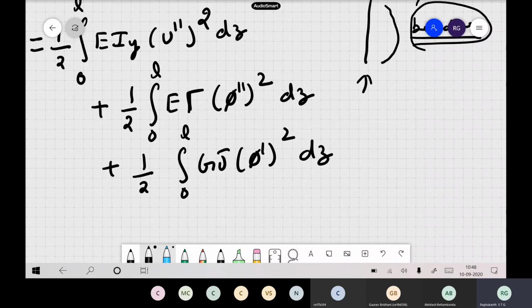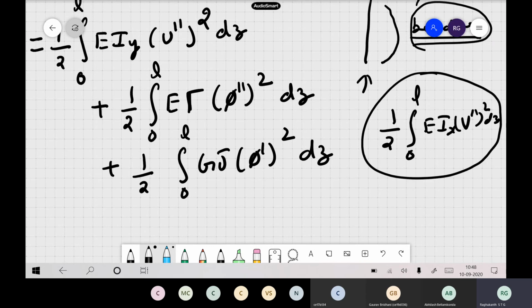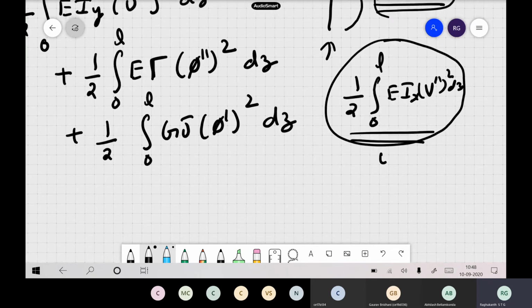So we have neglected this half integral 0 to L E I_X v double dash square. This we have neglected, that is a bending, because it is not related to the flexural torsional buckling. So this is the strain energy when the load W is less than or equal to W_cr.